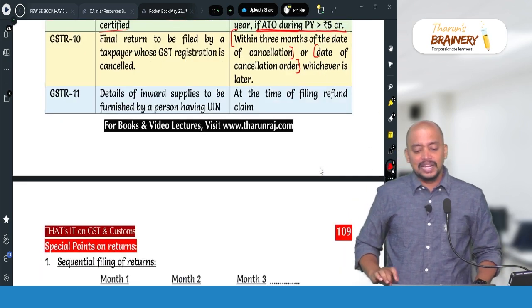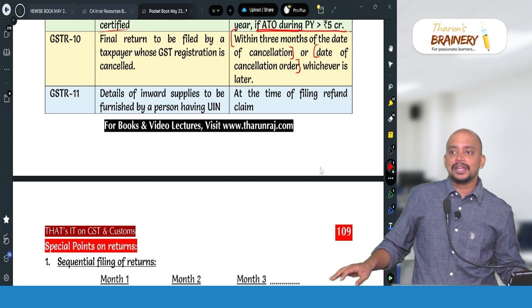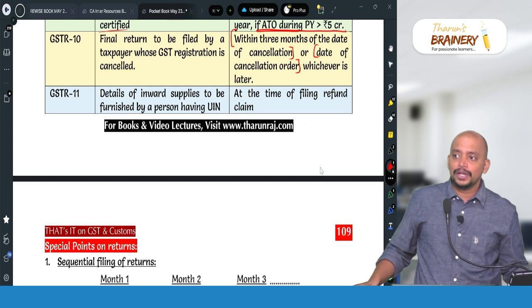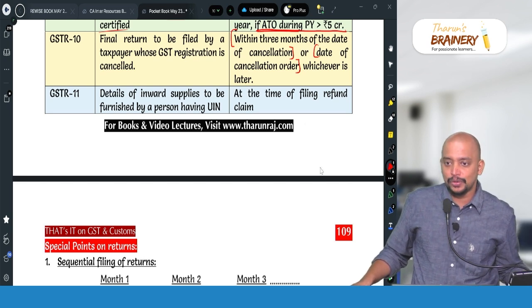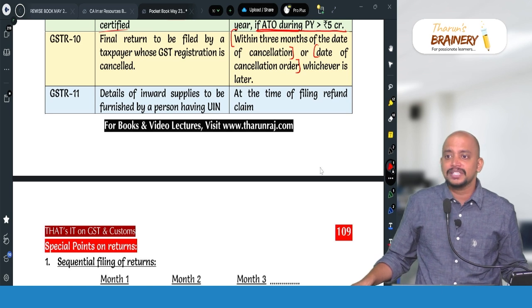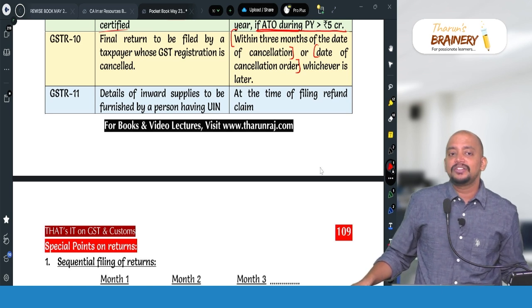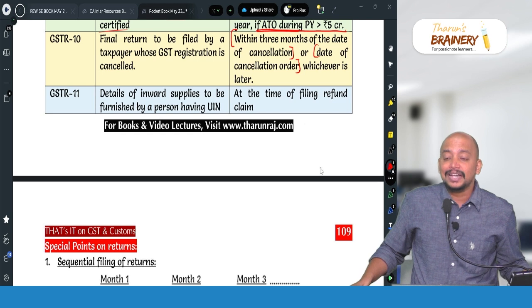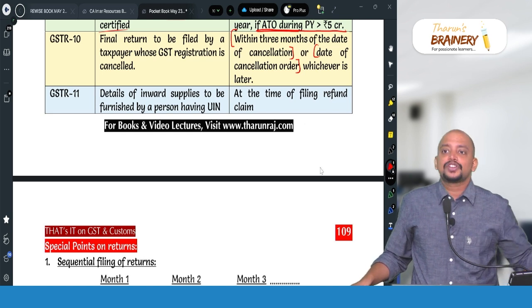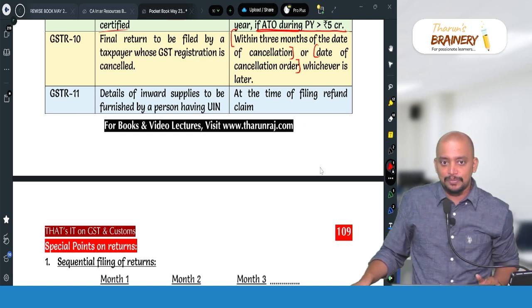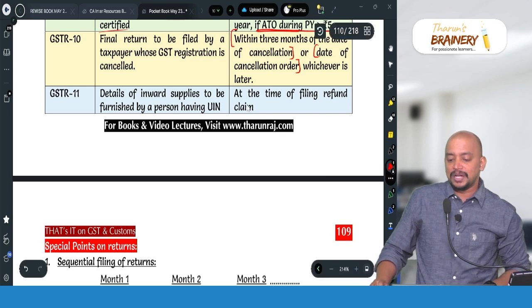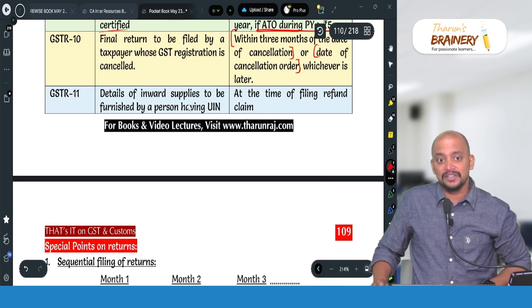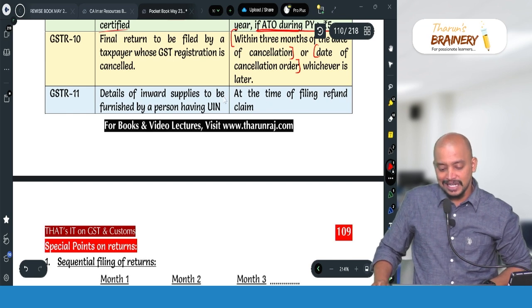And GSTR 11, details of inward supplies of UIN holder. Who is a UIN holder? Unique identification number holder. That is UN agencies, embassies or consulates. So they will be filing GSTR 11 at the time of claiming refund with respect to whatever purchases they have made. So those details they need to submit. But there is no time limit for GSTR 11. As and when they make a refund claim, at that time they will be submitting GSTR 11.